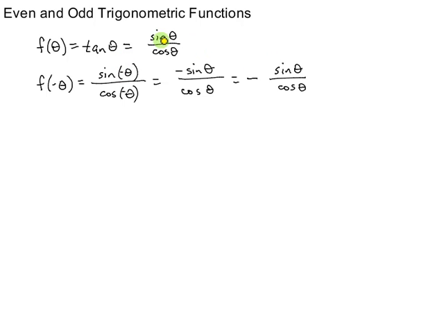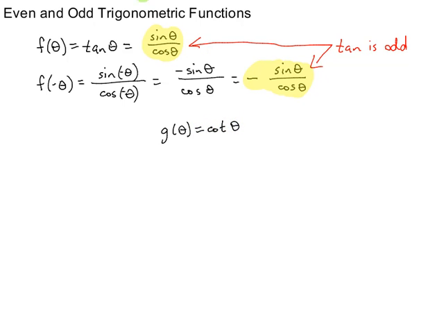So look, if you compare the original function, f of theta, to the other function, f of negative theta, you get the opposite of the original function. And that makes sense because it involves sine and cosine. So that means tangent is an odd function because the output is opposite when you plug in a negative input. Similarly, its reciprocal, cotangent, is also odd because it's just the reciprocal of this. If you flip it, you still have the negative here.